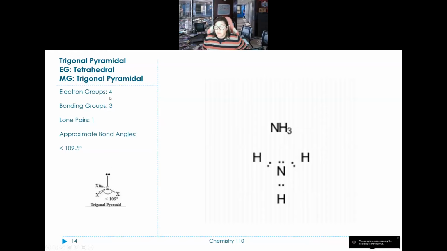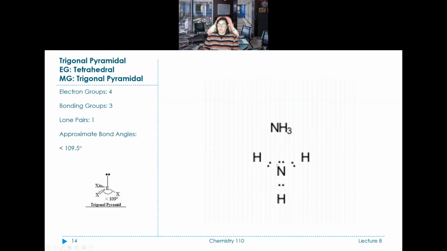So we have 4 electron groups total, 3 bonding groups, and 1 lone pair. Your approximate bond angles are going to be slightly smaller than they were before. So it's going to be less than 109. All right. So your electron geometry is still tetrahedral, but the molecular geometry is trigonal pyramidal. Okay. So trigonal pyramidal, 1 lone pair, 3 bonding pairs. All right. And NH3 has this particular structure.